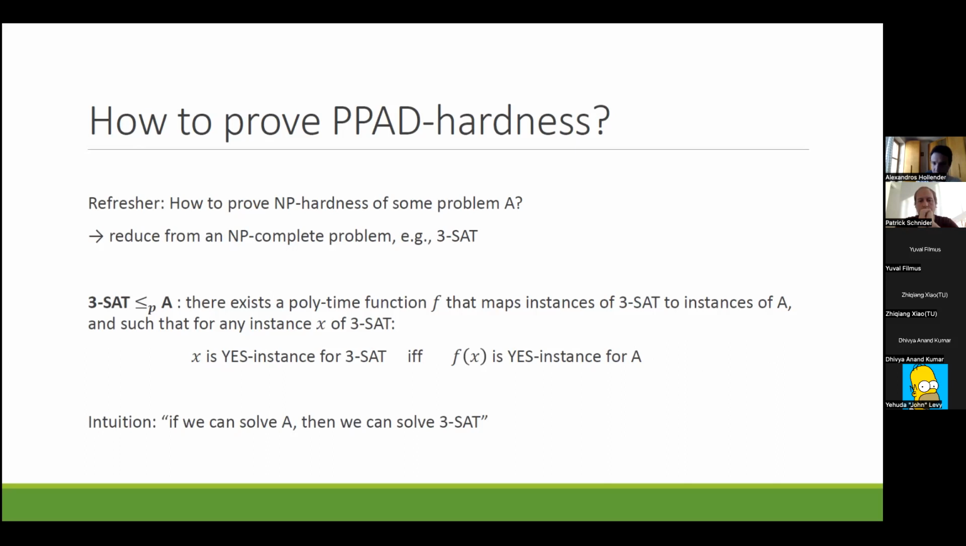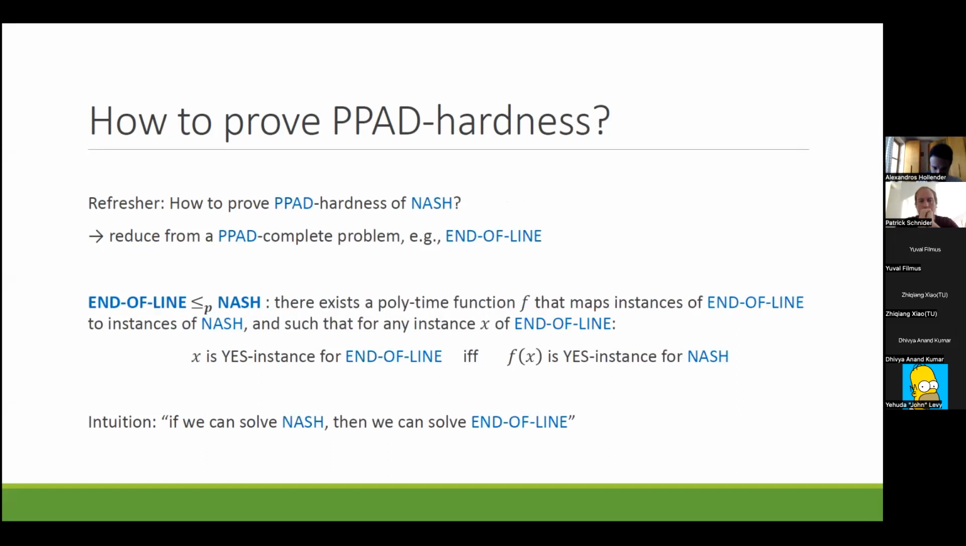So now we want to take this and adapt this to our setting, namely to proving PPAD hardness. And in order to do that, we're going to replace 3-sat by the end-of-line problem. And just to make things precise, I'll say that the problem A we're trying to prove hardness for is the Nash problem. So let me just take this definition and blindly replace 3-sat by end-of-line everywhere and replace A by Nash everywhere. Then I get this thing. Okay, so end-of-line reduces to Nash. That means that there's a polynomial time function that takes an instance of end-of-line, constructs an instance of Nash, and then we have this equivalence.